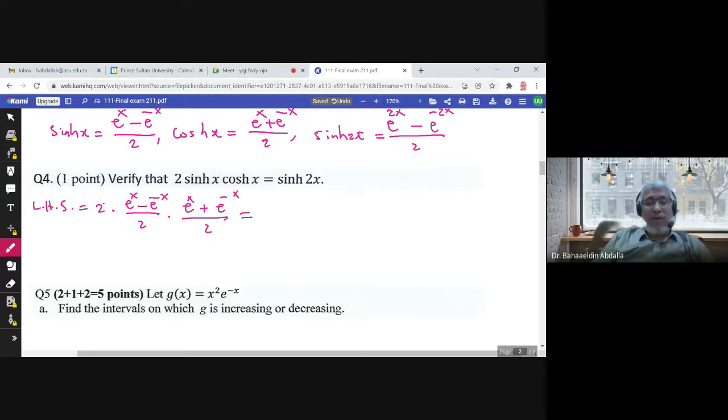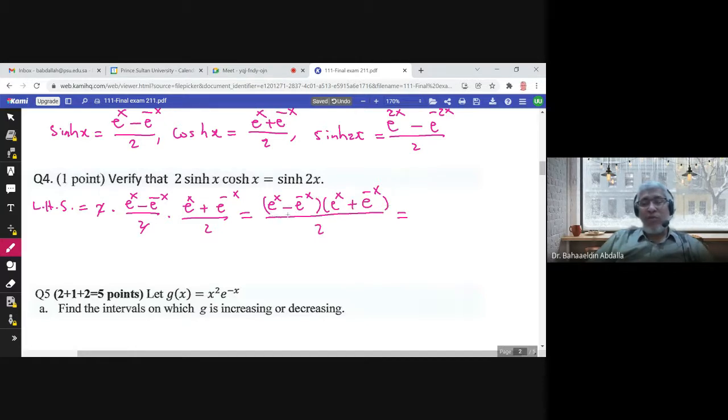Now, if I multiply, this 2 will cancel with this 2, and now I multiply this times this. So I have e to the power x minus e to the power negative x times e to the power x plus e to the power negative x over 2 times 1. And this would be equal to, now if you multiply, you get this is u minus v times u plus v.